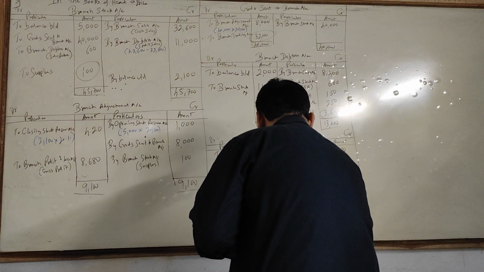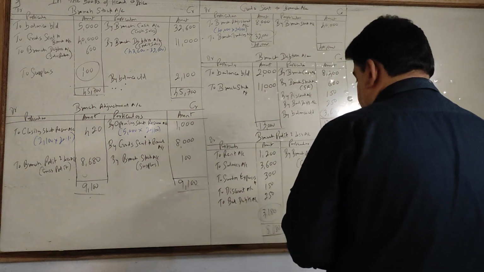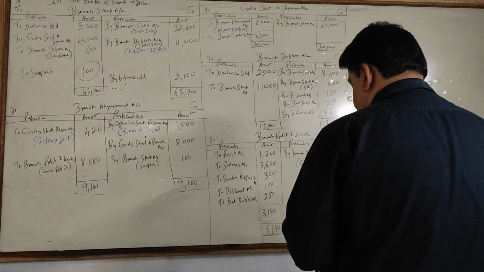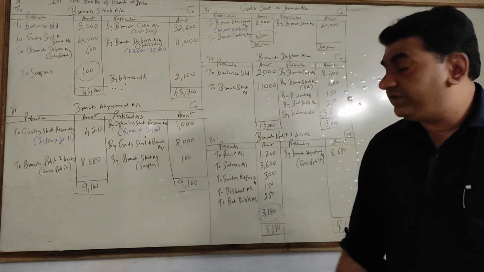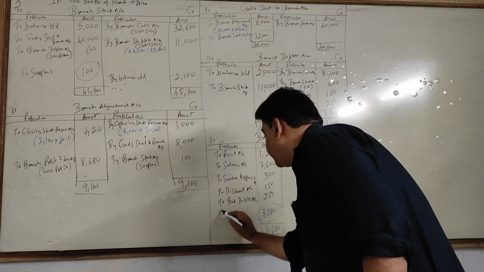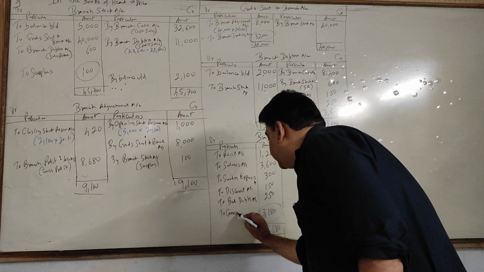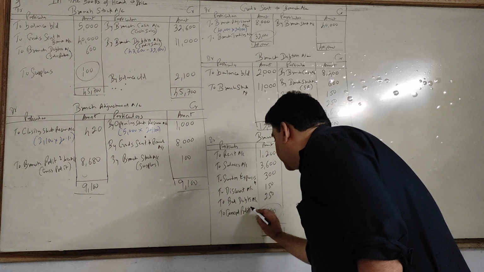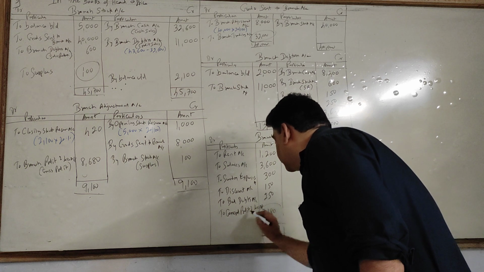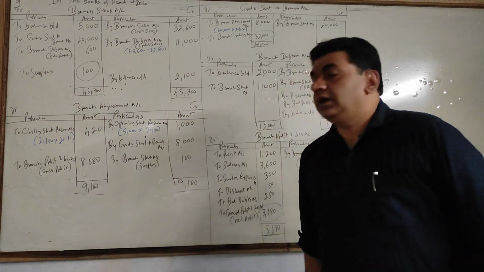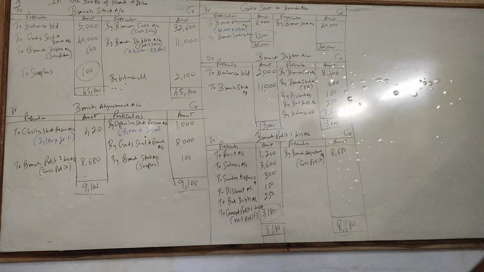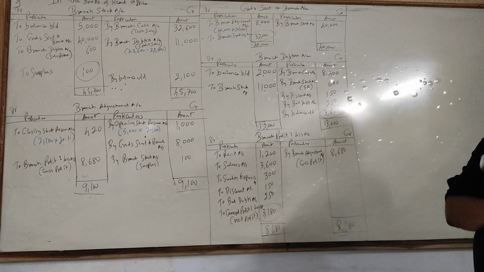And last step, close branch P&L and get the difference. Just see, 3180. Yeah, 3180 we know very well. This is our net profit, which we will transfer to general profit and loss account. So to general P&L account, that is net profit.